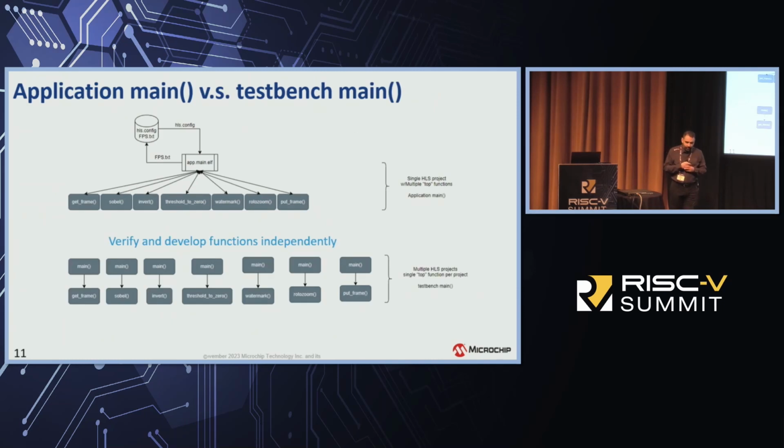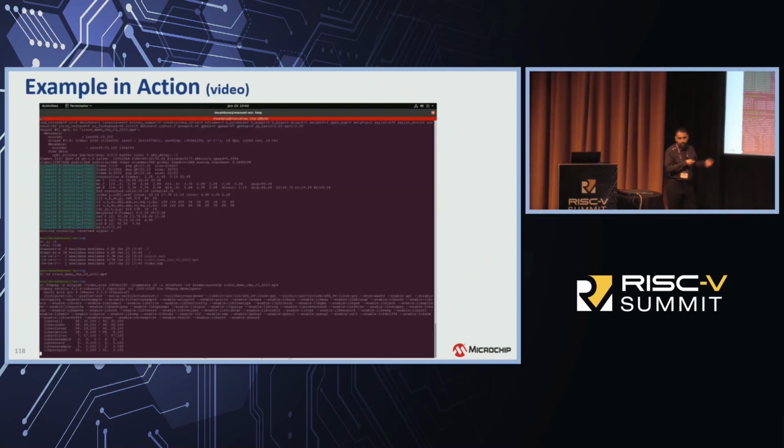Another feature of high-level synthesis that simplifies the development is the concept of application main versus test bench main. So you can have your main application that talks to all the different accelerators, but you can also have these mini mains, or what we call test bench mains, that help in the development and verification of each one of the transformations, so that once they're ready, then you can just include them into the main application. It's sort of like a divide and conquer approach for validation. But let me show you a quick video of the example.